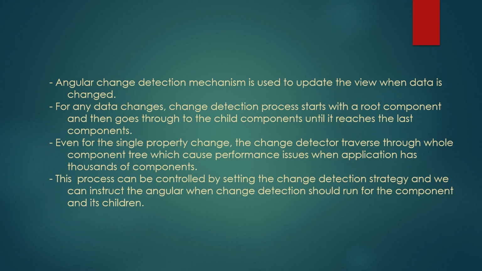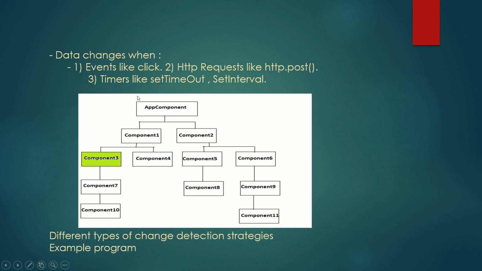As we have discussed in previous videos, any Angular application can be represented as a tree of components. Generally, app component is the root component. Here, app component is the root component, and we have a set of components. Suppose in component 3 data is changed. Then Angular initiates this change detection process. It starts from the app component and travels through each component until it reaches the last component.